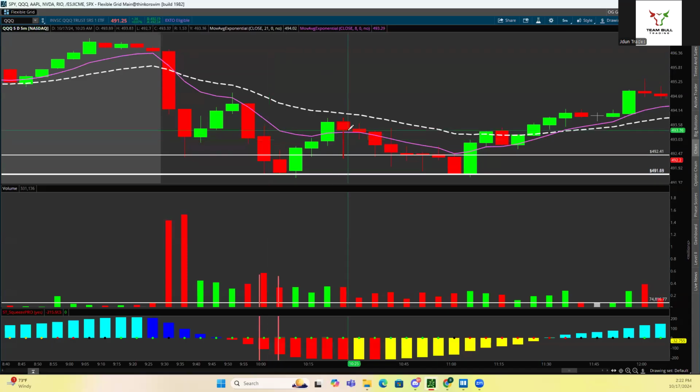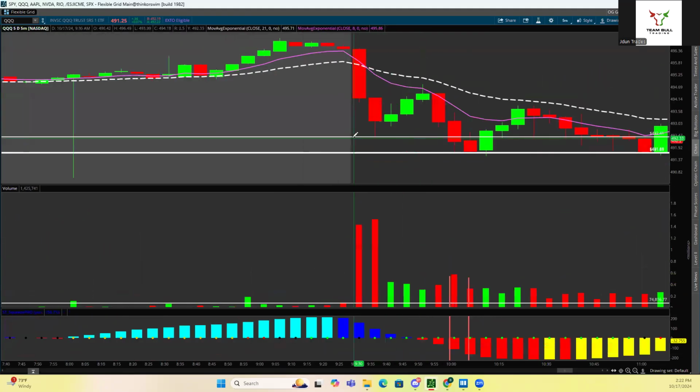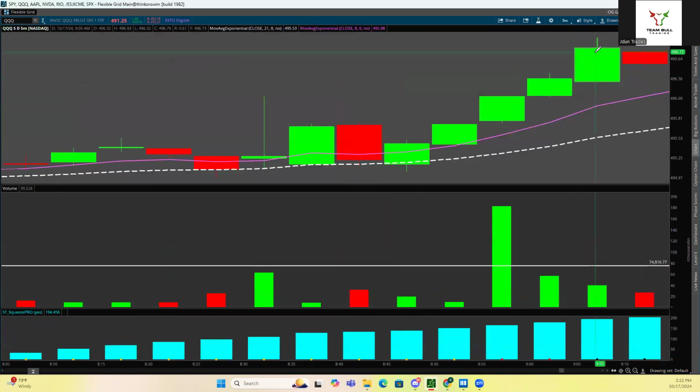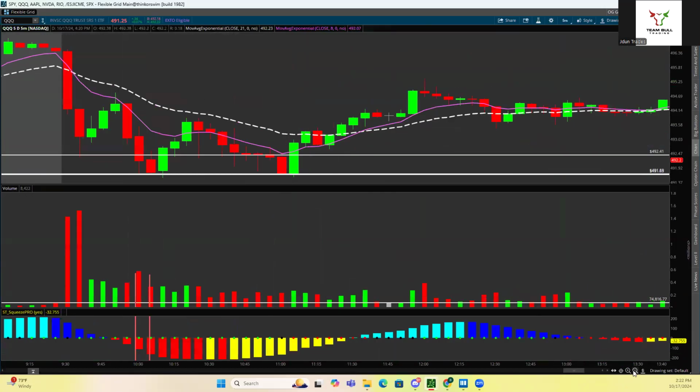So, yeah, not every candle is going to be the same, because a candle like this can confirm a long entry, just like a candle like this could confirm a long entry, or a candle like this could confirm a short entry just as much as a candle like this could confirm a short entry. All candles are equal. You just got to read the volume.